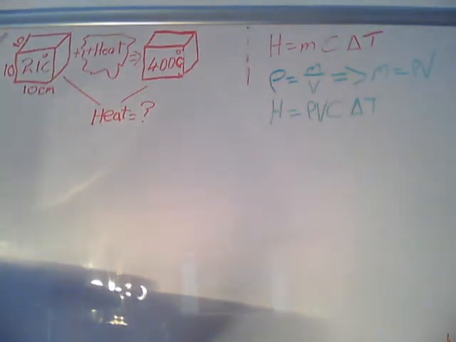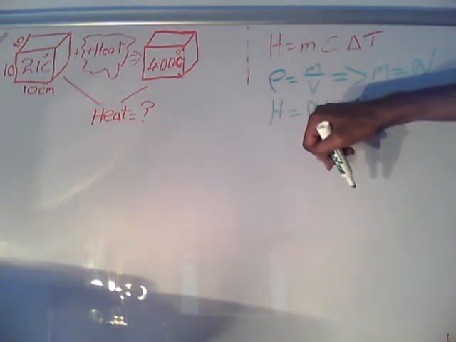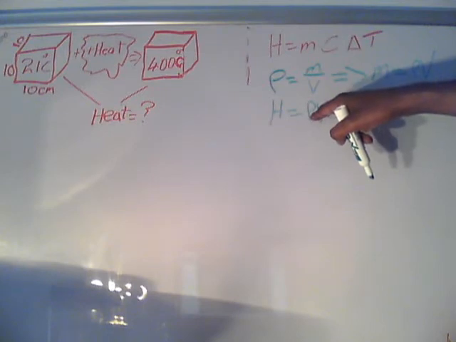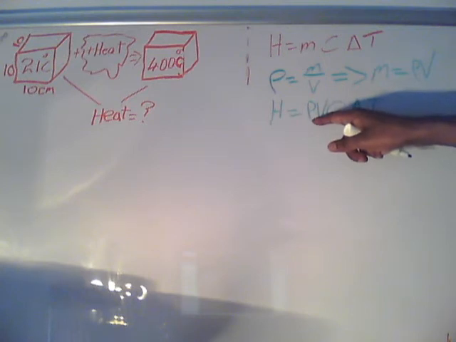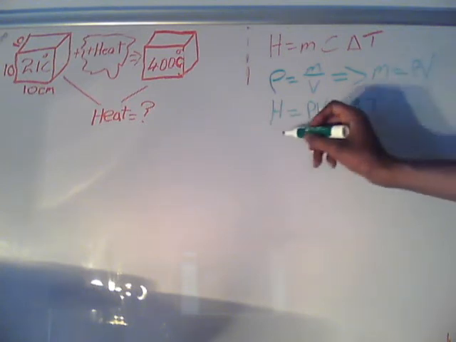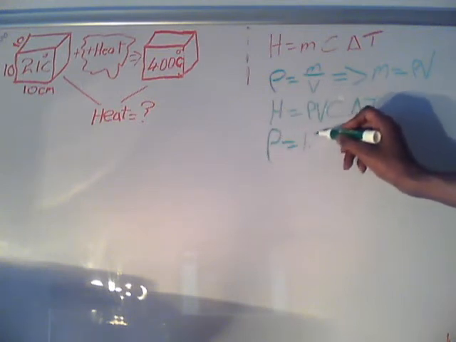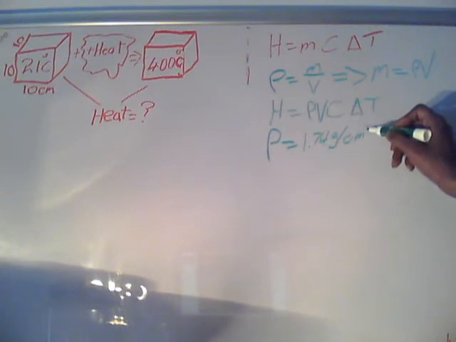Alright, so let's see what we've got here. Density is a property that we can look up. The density of magnesium is a material property, and in our text it is in table 4.1. Looking that up and writing it in here, it's 1.74 grams per centimeter cubed.